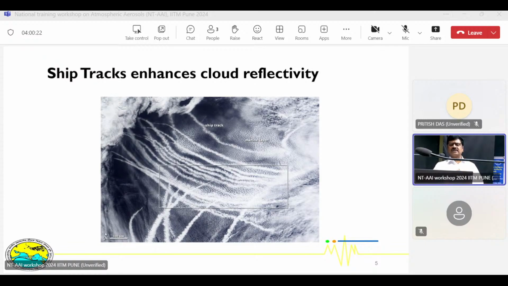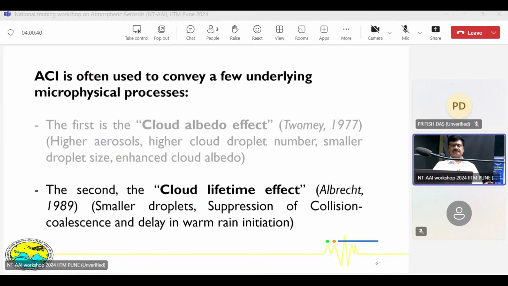If you look at this satellite picture, these are ship emissions, ship tracks. So you can see that there is an enhancement of reflectivity, right? So this is what the emissions do: more emissions bring particles, and in turn the reflectivity gets enhanced.